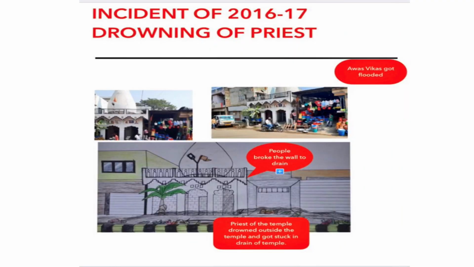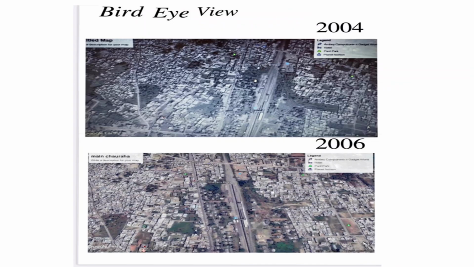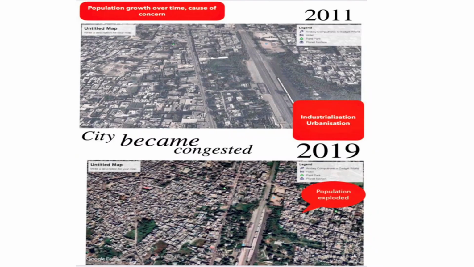One such incident was around 2016 when Avas Vikas was flooded during monsoon. Water started accumulating there and houses got flooded. In order to drain the water out of houses, people broke down the wall between the temple and the shop on the right side. All this resulted in the drowning of the priest of the temple, who got stuck in the temple drain. Now here we can see the bird's eye view of 2004 and 2006. Notice the population here and in the next slide too. If we look at the view in 2019, we clearly see the city has become congested.